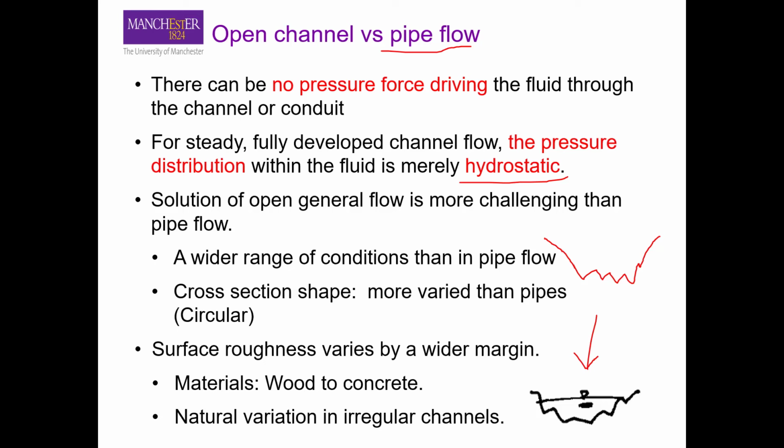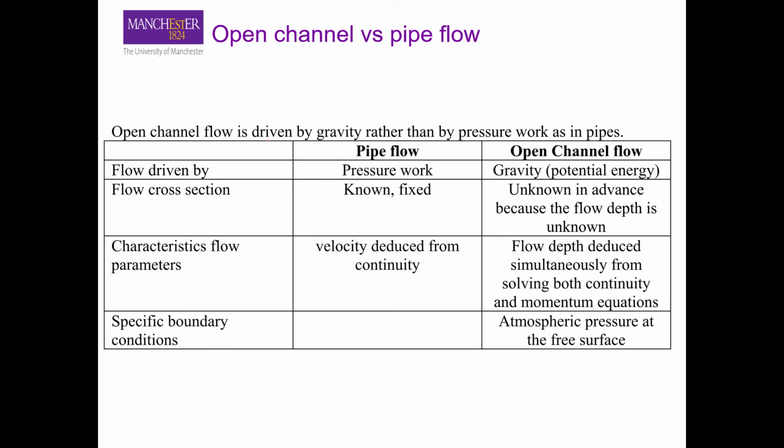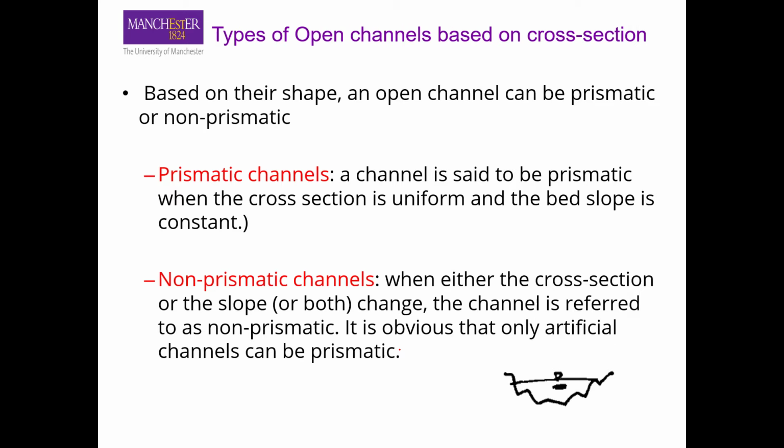And the relative roughness of open channel flows changes in time as well, while for the case of pipe flows, the roughness is mostly a fixed quantity. So these are some of the differences between open channel and pipe flows. Here, that is more or less what I discussed. It's summarized here, so please have a look in your free time.